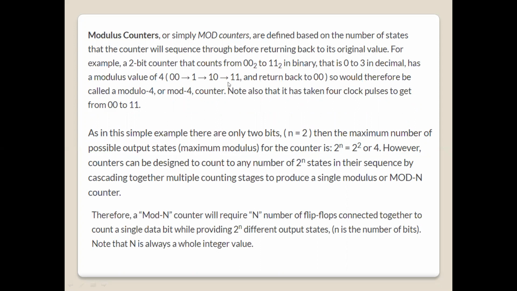00, 01, 10, 11. Those are the 4 states of a 2-bit counter. Suppose the modulus of a counter is 8, that means we have 3 flip-flops. 2 raised to 3 is 8. The modulus of the counter is 8.